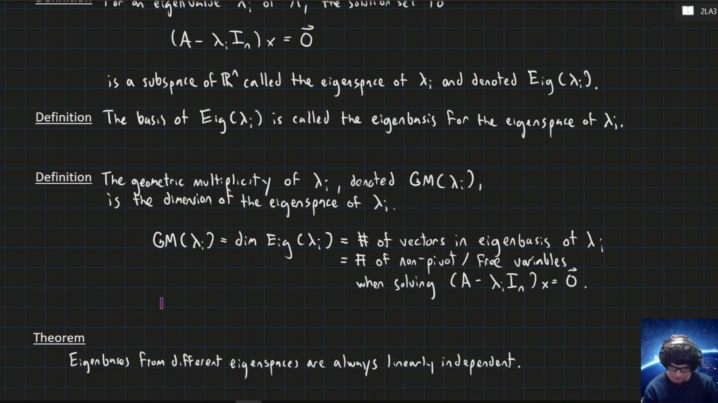And now we'll mention a very important fact: eigenbases from different eigenspaces are always linearly independent. Let's say I have three different eigenvalues, so I compute a basis for each one. If I put all those basis vectors together, that set is linearly independent. And we're going to use that fact immediately.